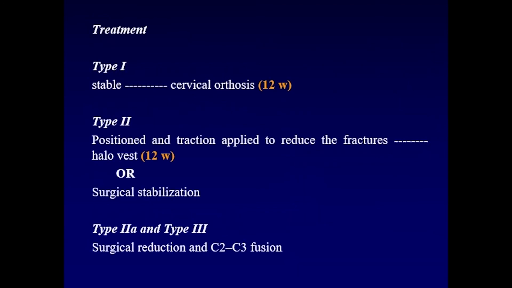Type 1 are stable injuries and are placed in a cervical orthosis. Type 2, you can either position them in a halo vest for 12 weeks after reduction, or you can surgically stabilize them. But types 2A and 3 need surgical reduction and C2-C3 fusion.